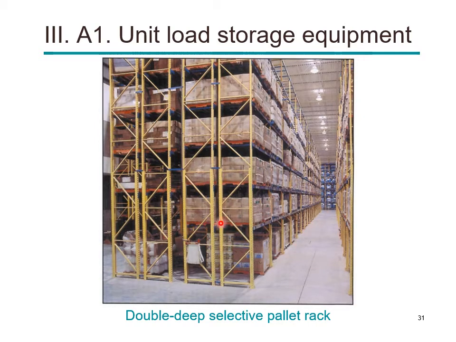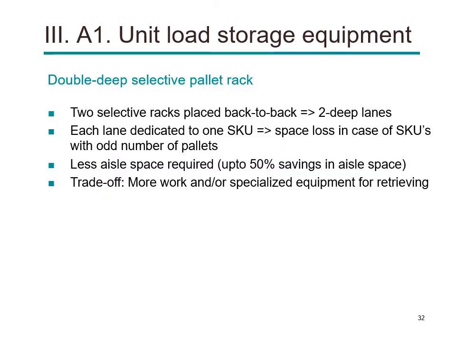At each aisle, at each side, there are two places for locating these unit loads. So in these double deep selective pallet racks, there are two selective racks placed back to back. So they are two deep lanes. Each lane is dedicated to one SKU, one stock keeping unit. SKU means stock keeping unit. Okay, so there is space loss in case of SKUs with an odd number of pallets. It means that if you don't place two pallets in these racks, one space will be empty, so your utilization will be less.